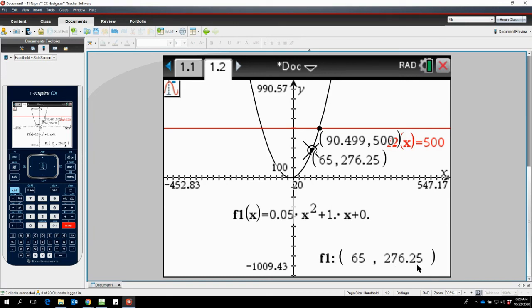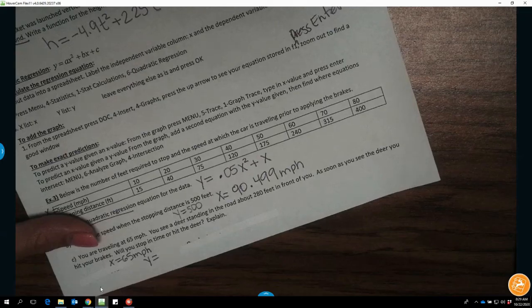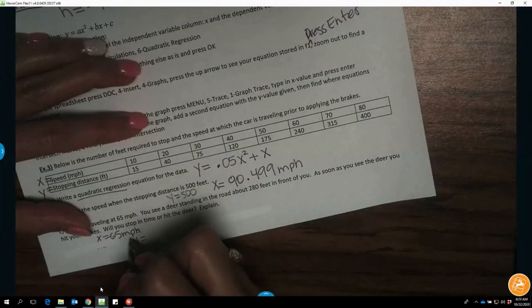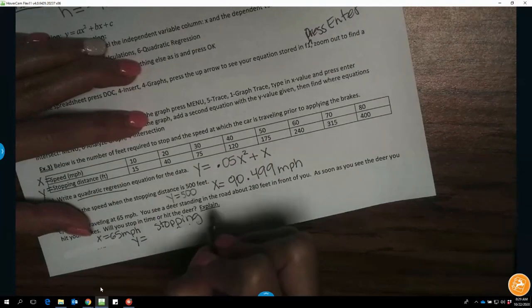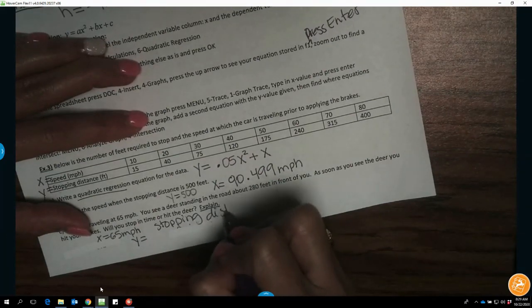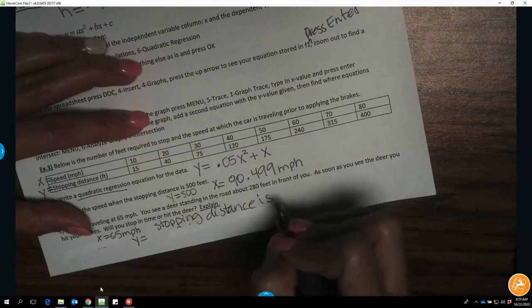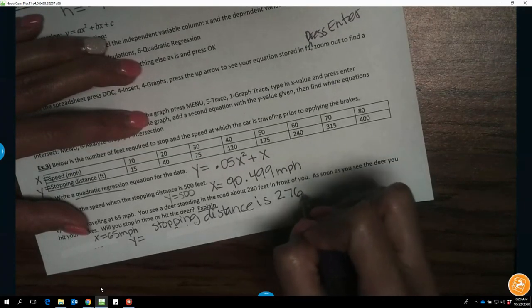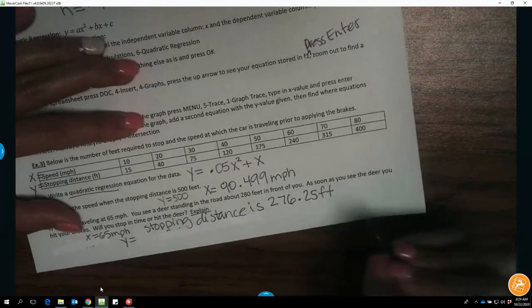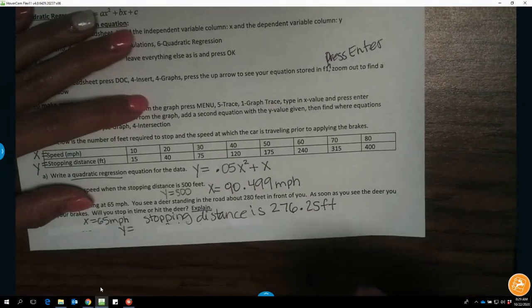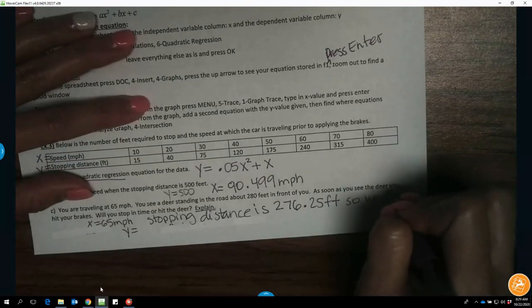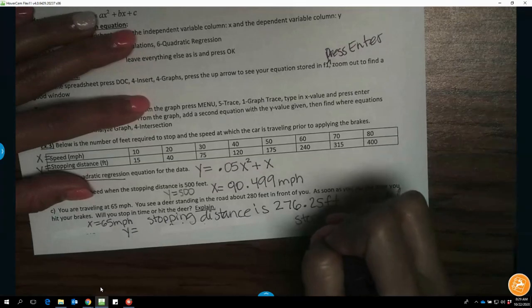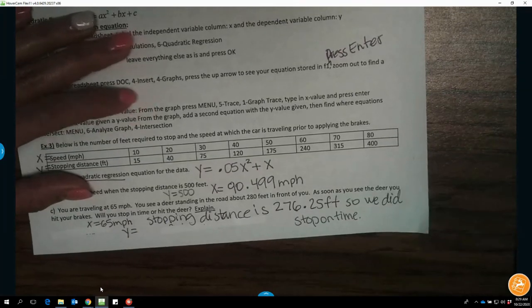Let me write it down. So if x is 65 miles per hour, the stopping distance is 276.25 feet. So we will stop on time, barely. We did stop on time, right in front of the deer before we hit him.